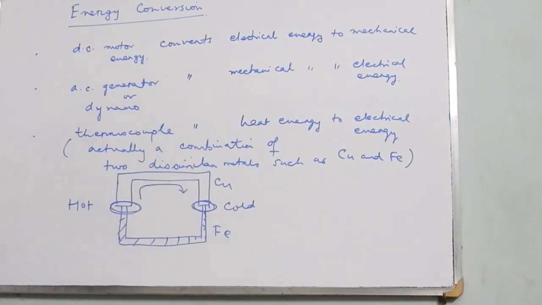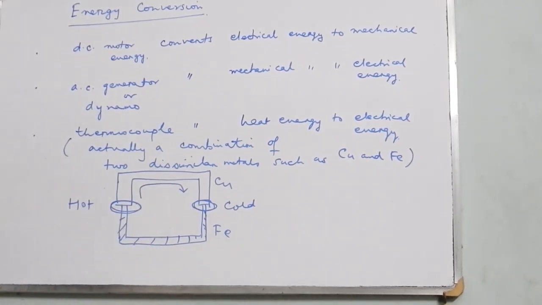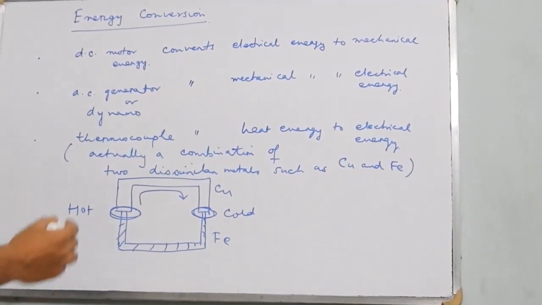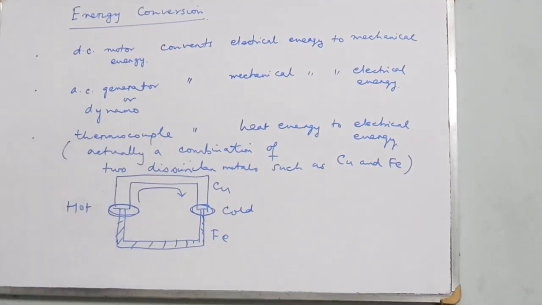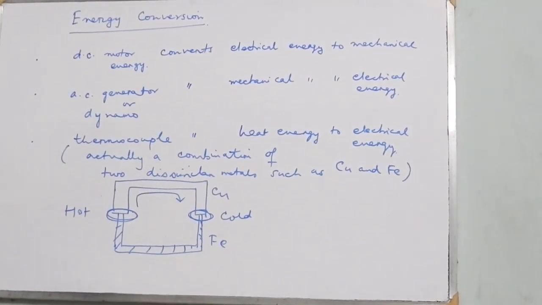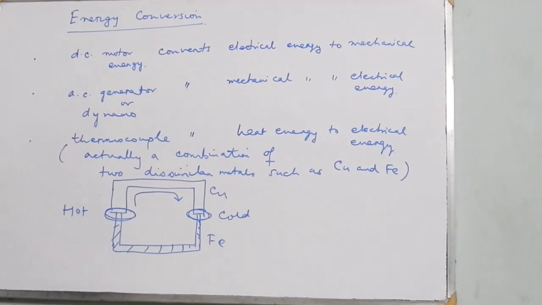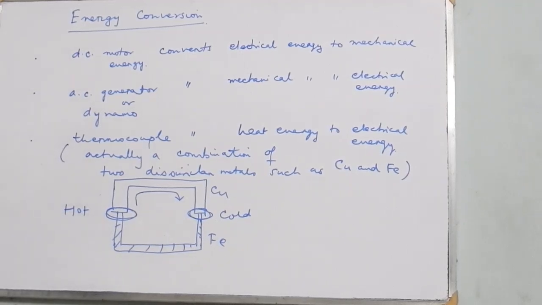You need not remember this because it is elaborately discussed in class 12, but for the time being, just remember that a thermocouple is a combination of two dissimilar metals, and it is the only example where heat energy is converted to electrical energy.